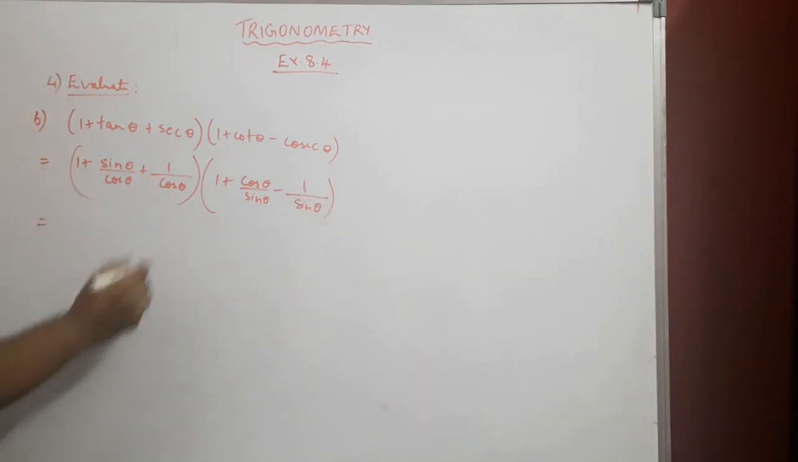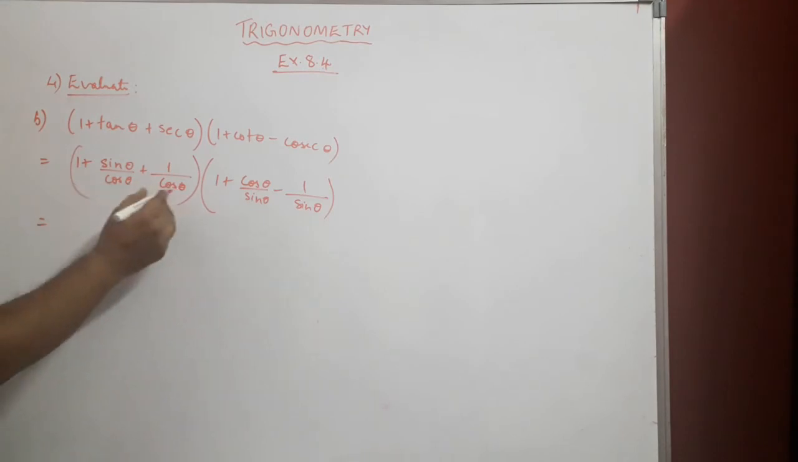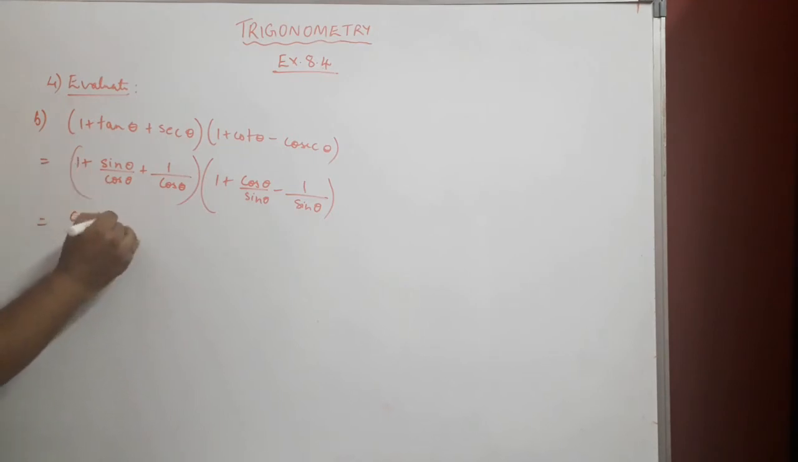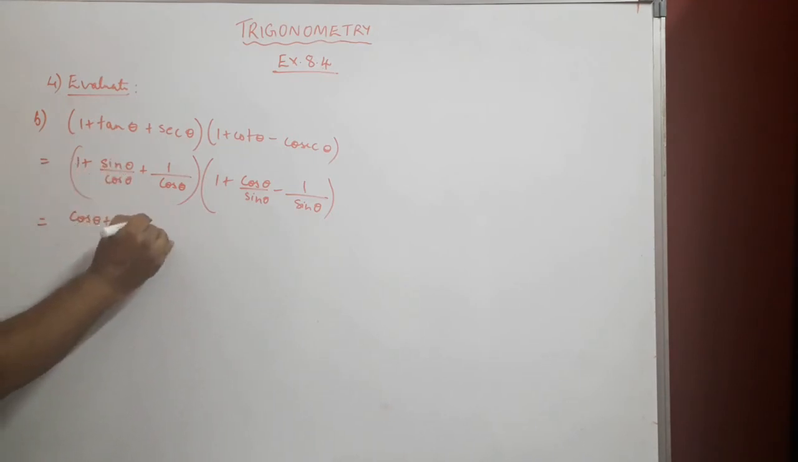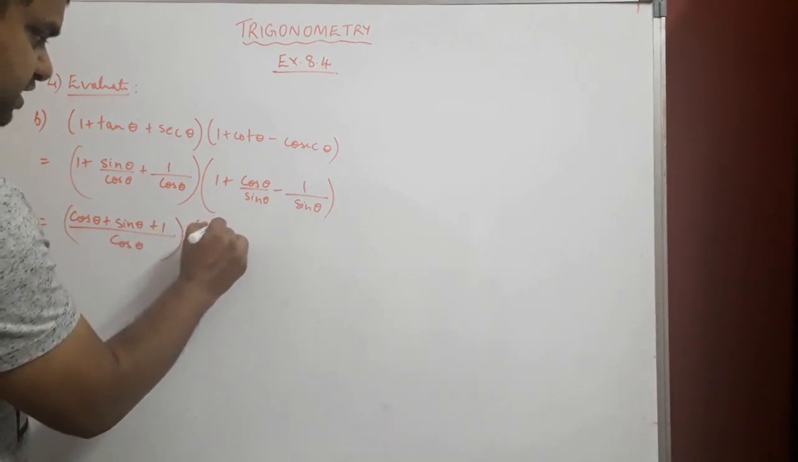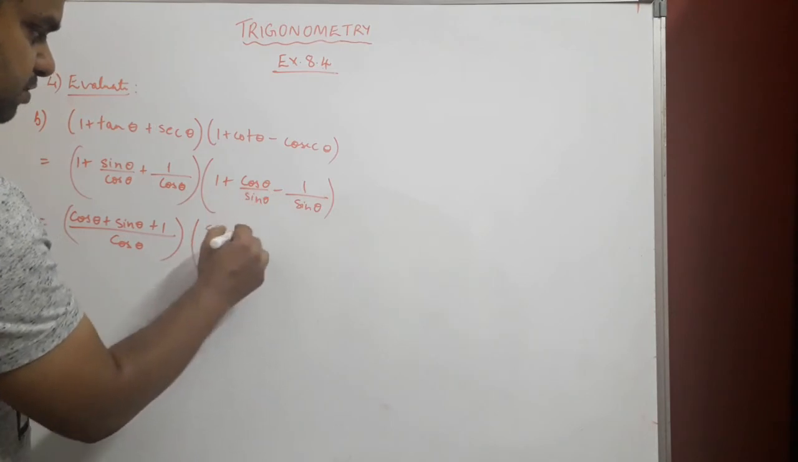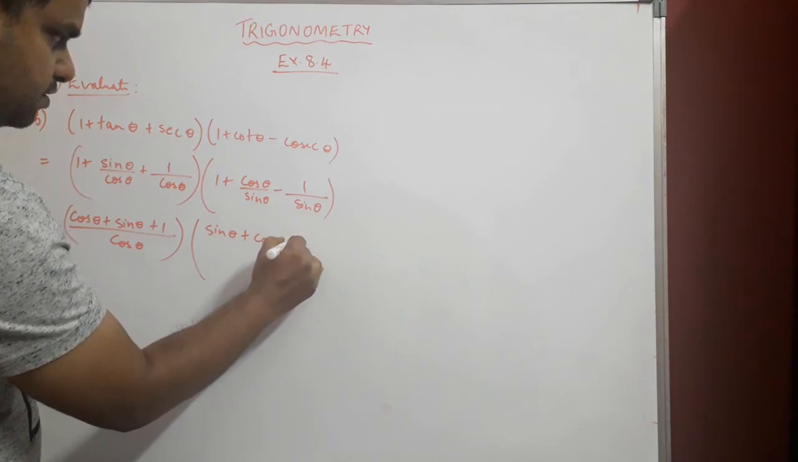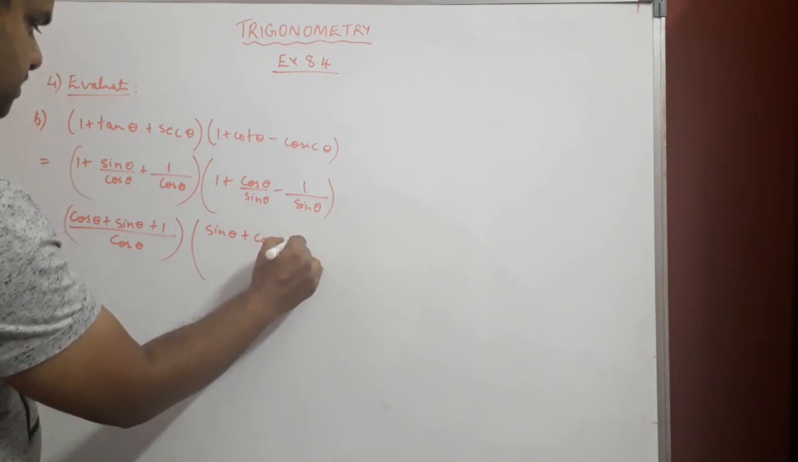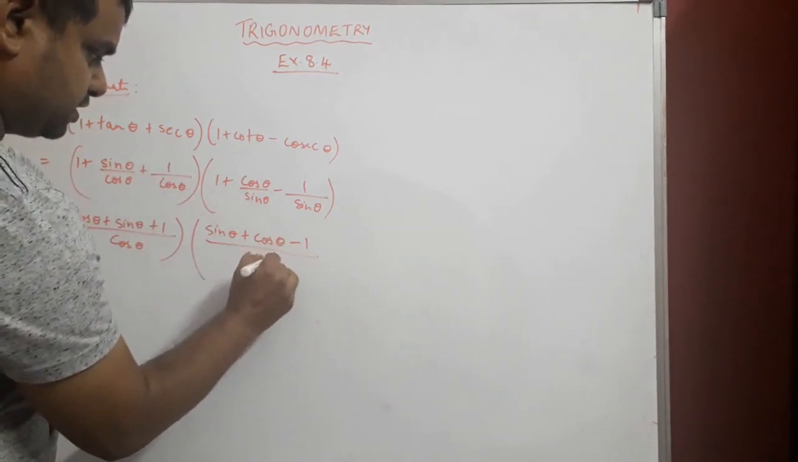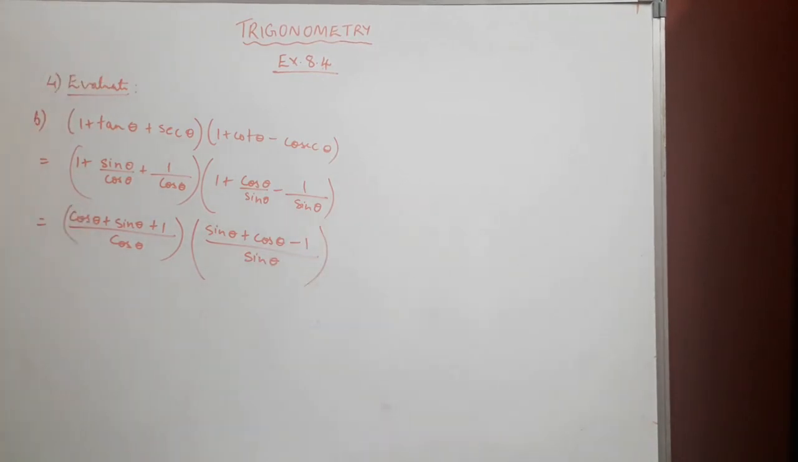Now let's take an LCM. Here clearly you can make out the LCM has got to be cos theta. So here cos theta will come instead of 1. Here it will be sine theta, and there will be 1. Whole thing upon cos theta. Here you will have sine theta coming in place of 1, because the LCM will be sine theta. Here cos theta, and here there will be minus 1, and that will be sine theta upon sine theta. So we have come to this point now.